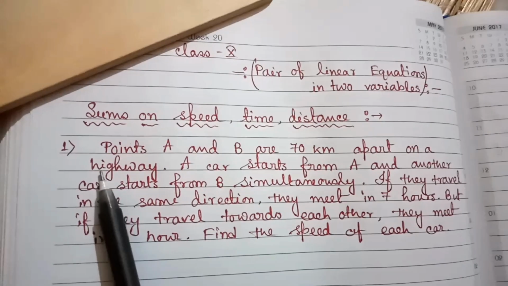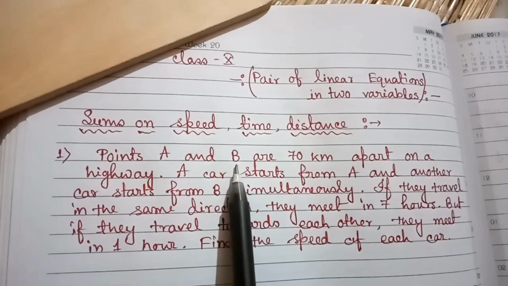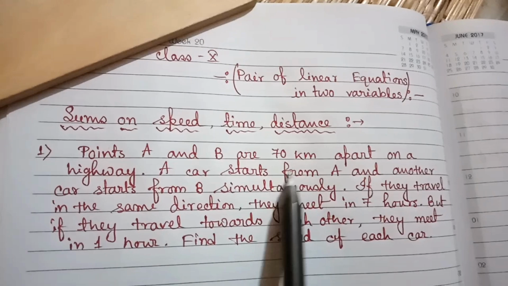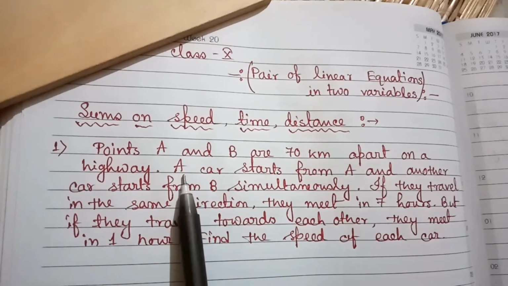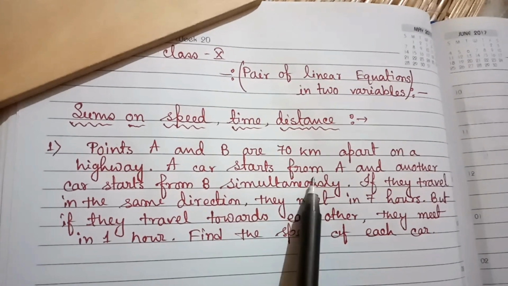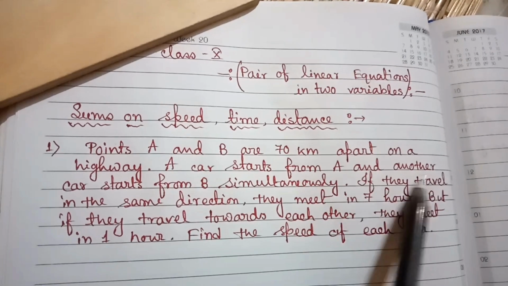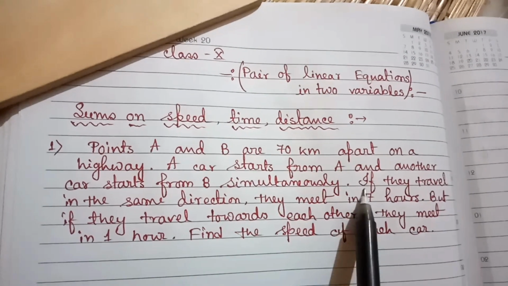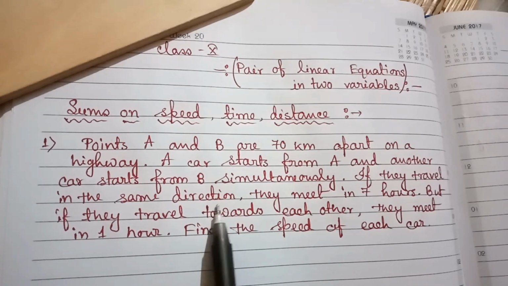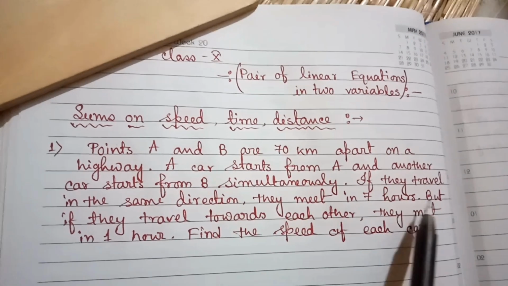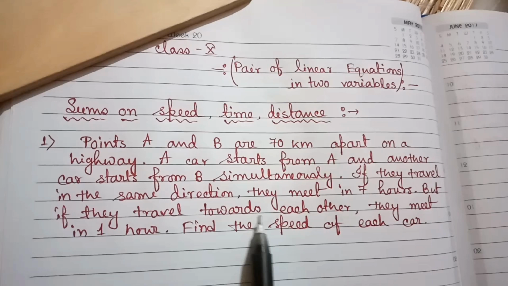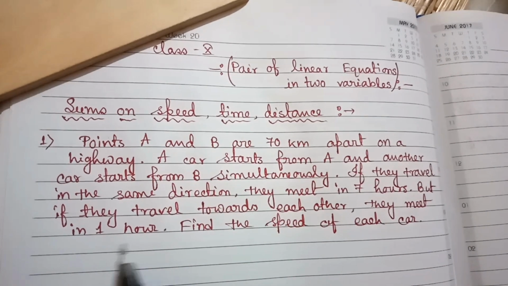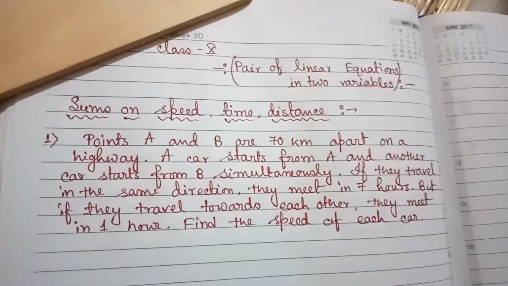Question number 1. Points A and B are 70 km apart on a highway. A car starts from A and another car starts from B simultaneously. If they travel in the same direction, they meet in 7 hours. But if they travel towards each other, they meet in 1 hour. Find the speed of each car.